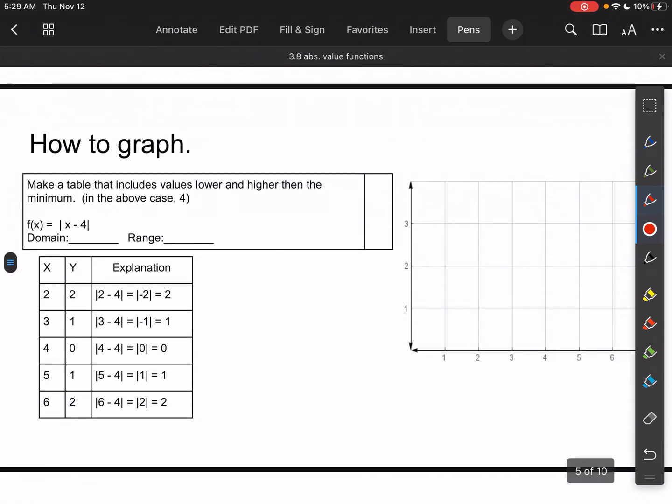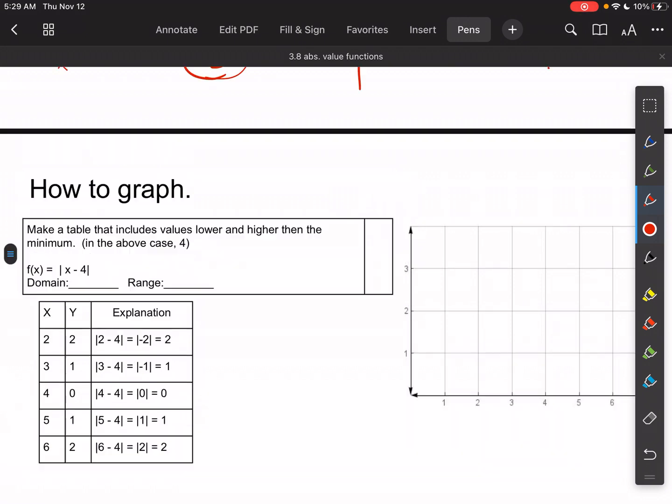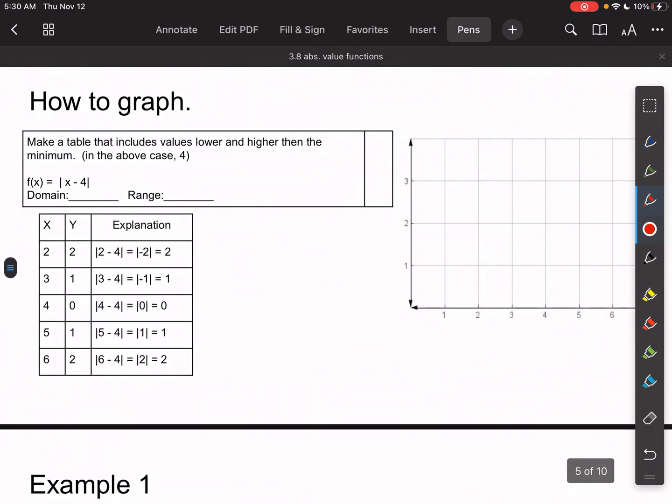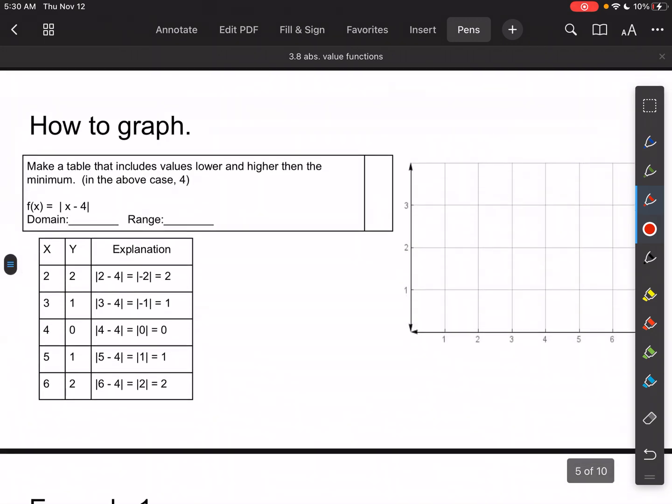So how do we graph these? What I would do is make a table, and in the table I would include values that are both to the right and to the left of the 0, or of where the vertex is. So here, look at that, I have the absolute value of x minus 4. What I need to do is determine where this thing has a minimum. To do that, I'm going to set it equal to 0, and when I set it equal to 0, I see that x is equal to 4. So that's going to be the place where I have a minimum.